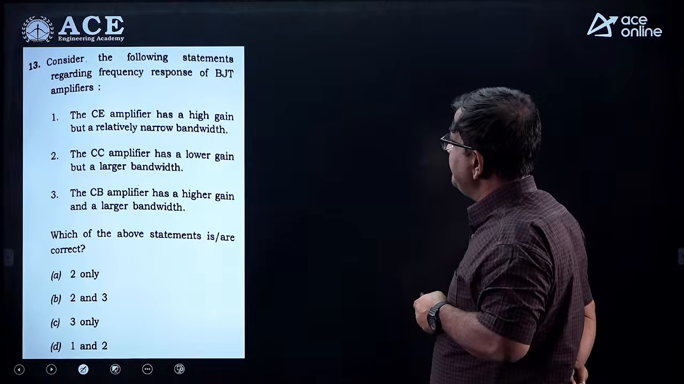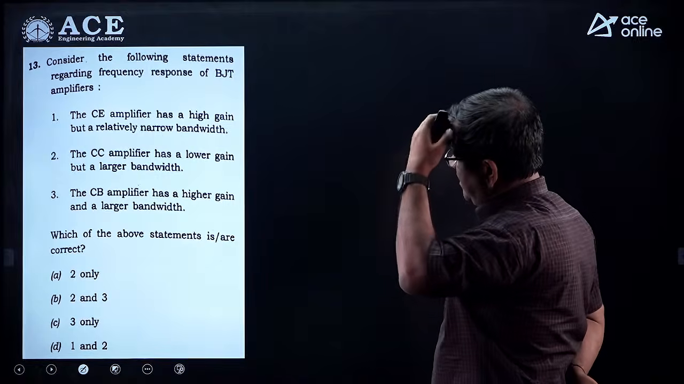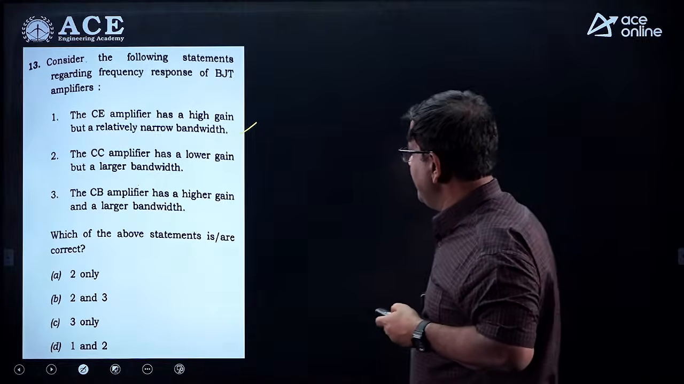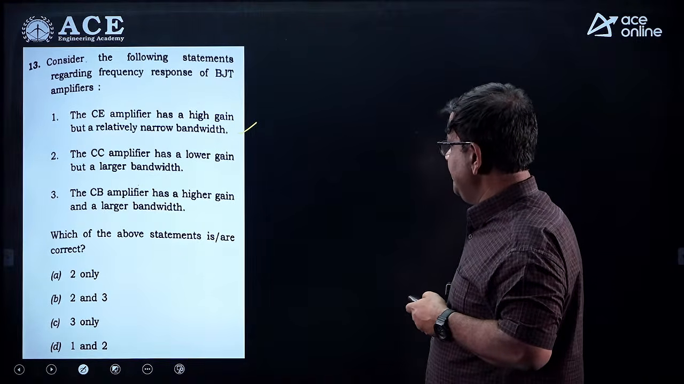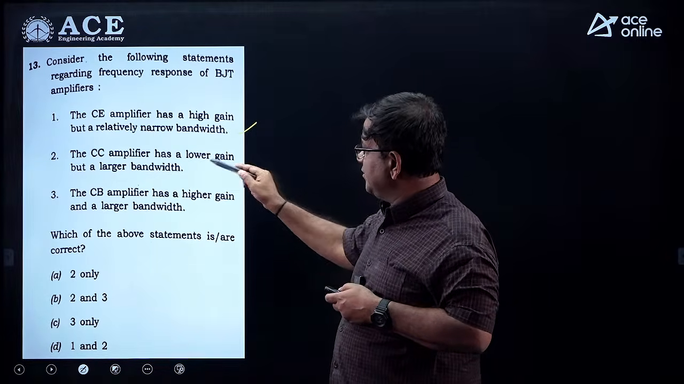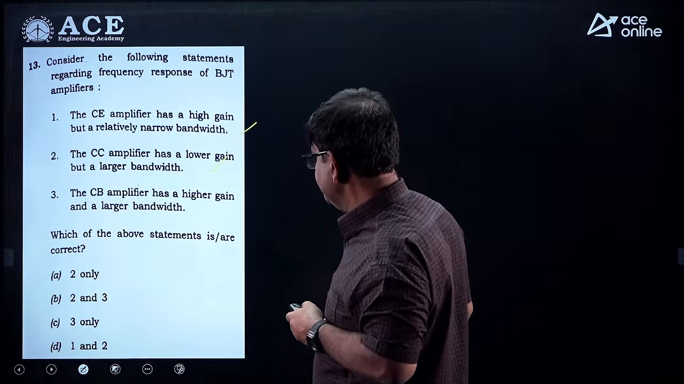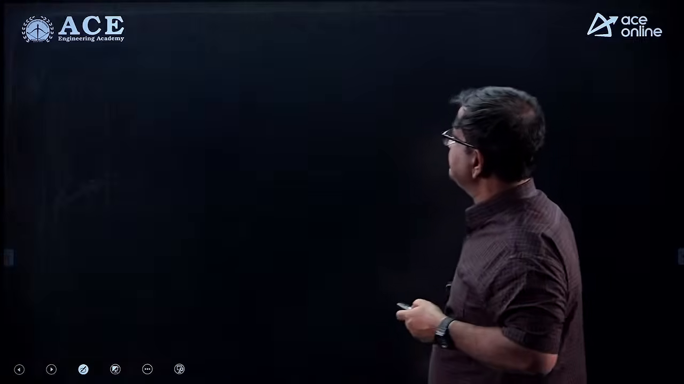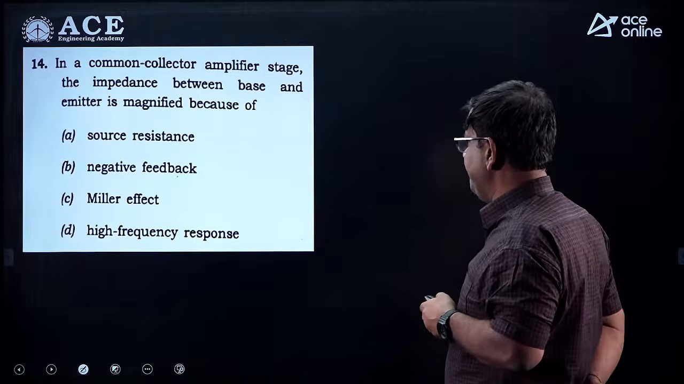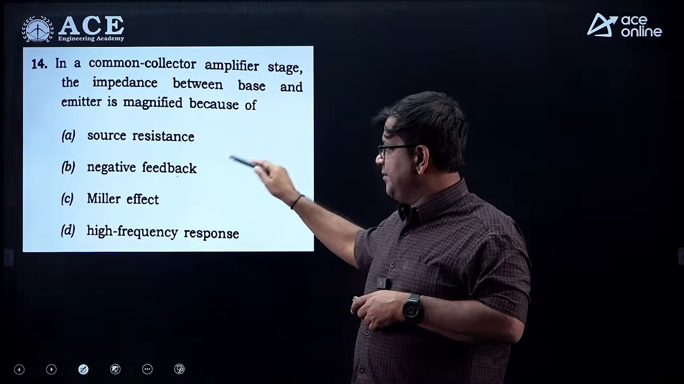Consider the following statement regarding frequency response of BJT amplifier. The CE amplifier has high gain and relatively narrow bandwidth. This is true. CC amplifier has low gain and larger bandwidth, and CB amplifier has high gain and larger bandwidth. The gain of CB and CC is less, CE is more. So, 1 and 2, option D is the right answer. In a common collector amplifier, the impedance between base and emitter is magnified because emitter resistors are generally called degenerative resistors. Degeneration means negative feedback.